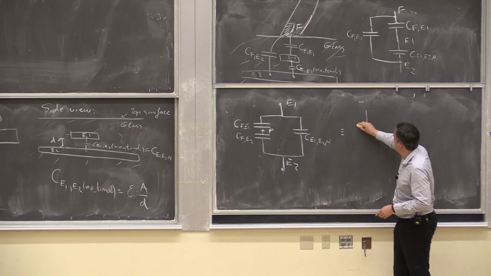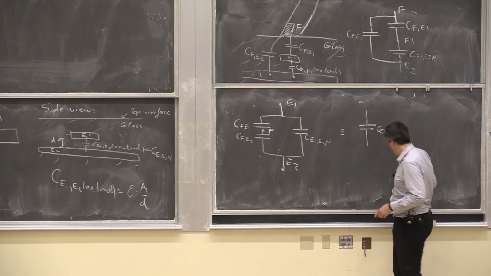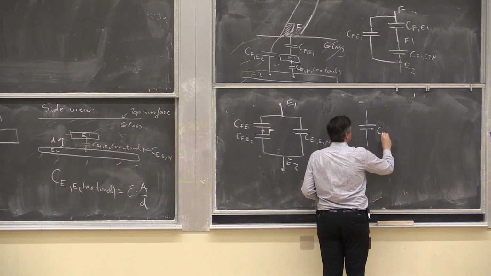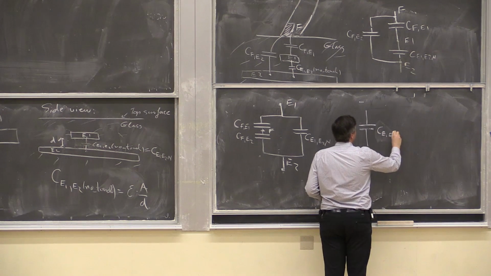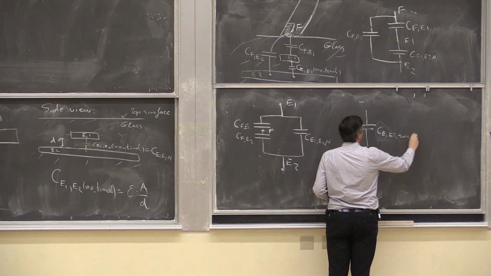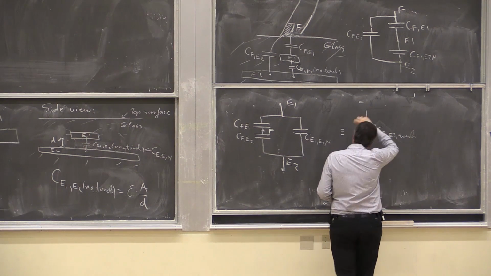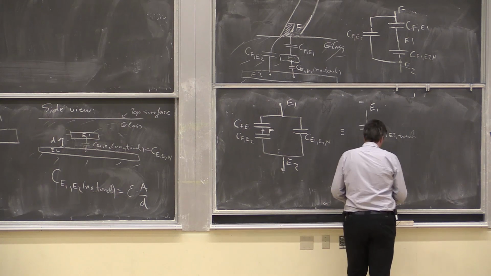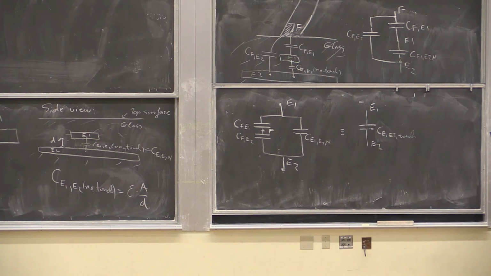Okay, so what I really want is to calculate what is C equivalent, or we're going to call it C E1 E2 touch, right? So this is electrode E1, this is E2. So why don't you take a minute, talk to your neighbors, and figure out what's the equivalent capacitor there.